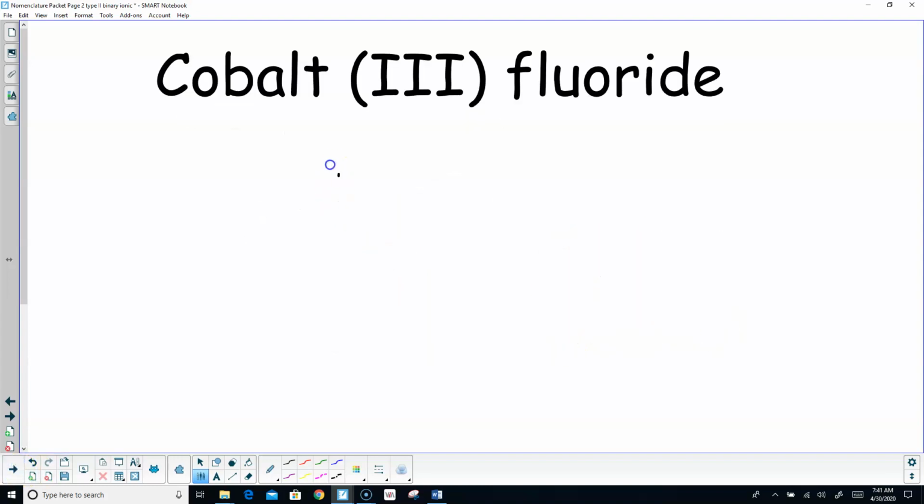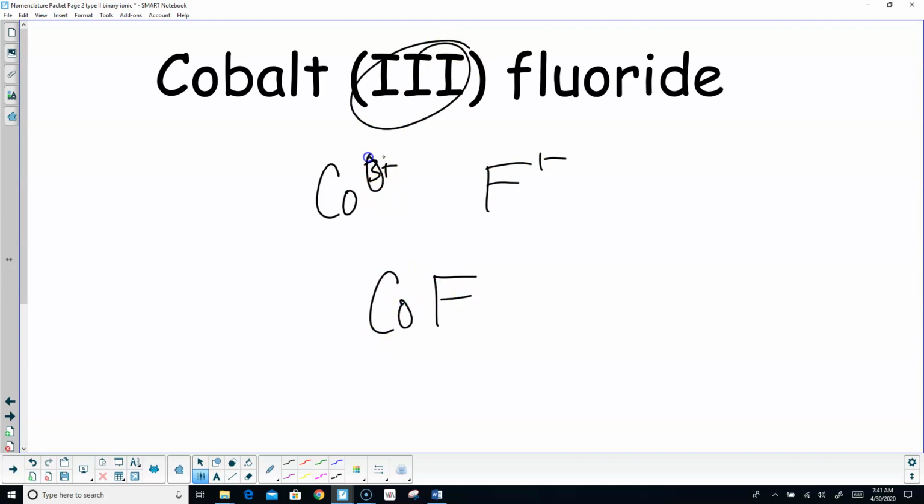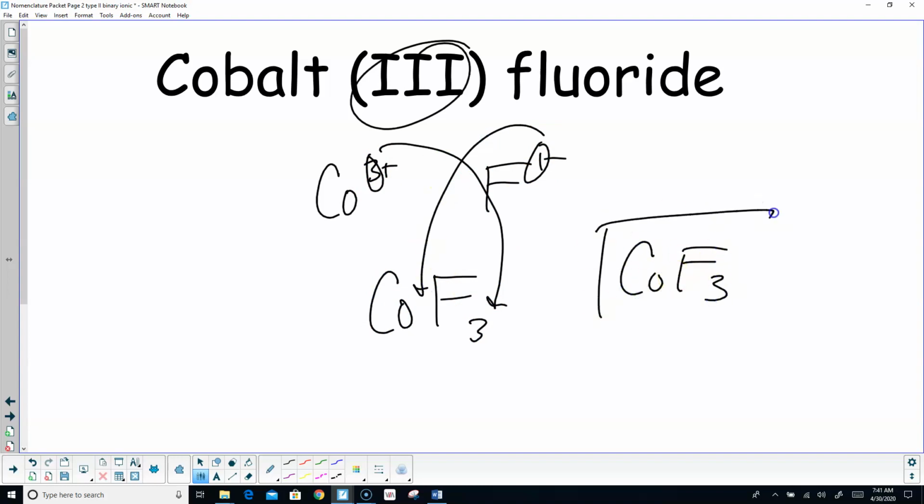Cobalt 3 fluoride. So cobalt in this instance, its charge is 3 because of that Roman numeral. Fluorine is always 1 minus. This 3 goes down here. This 1 goes over there, so it's CoF3.